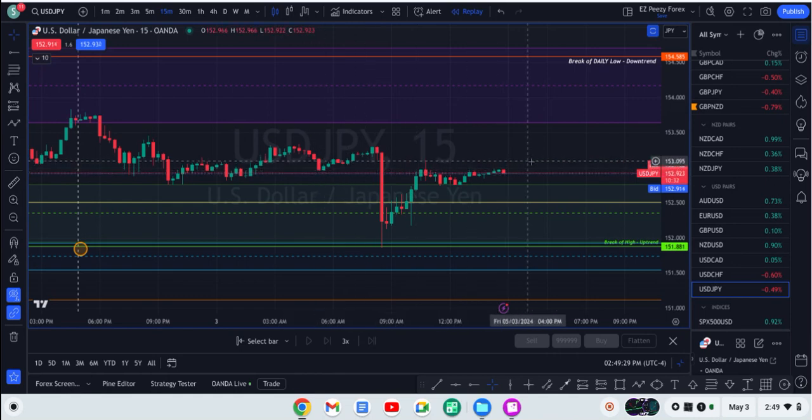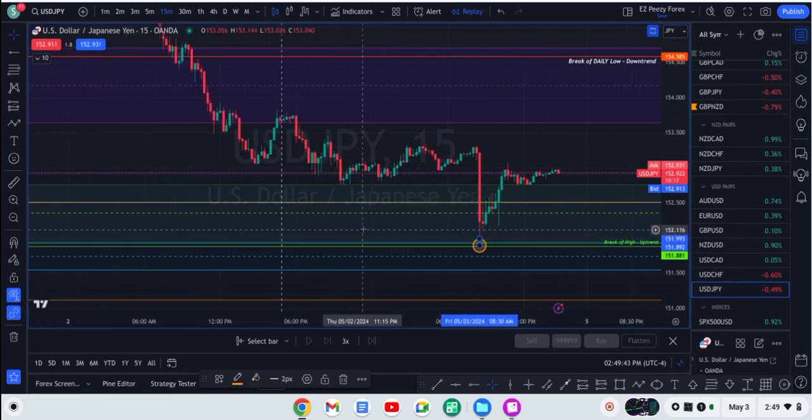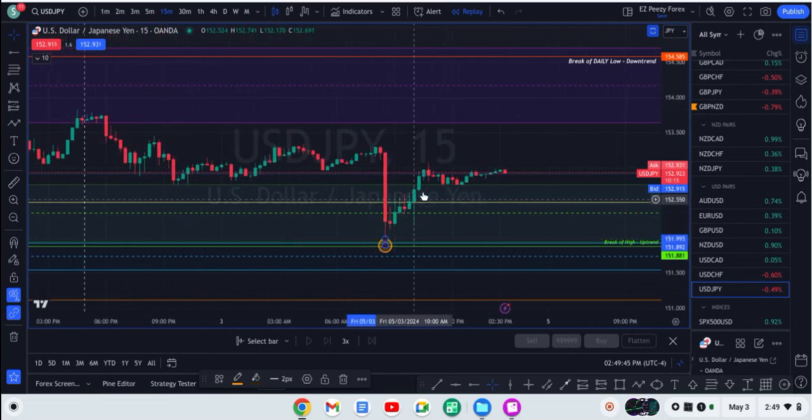So this right here is the reaction. This is 8:30 news, and this one had an order sitting here, and if you put your stop right below, this one would have knocked you out of the trade. But then it starts turning around.